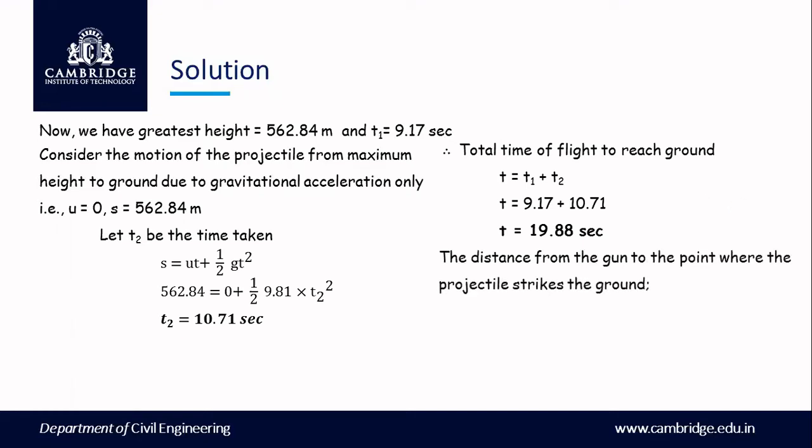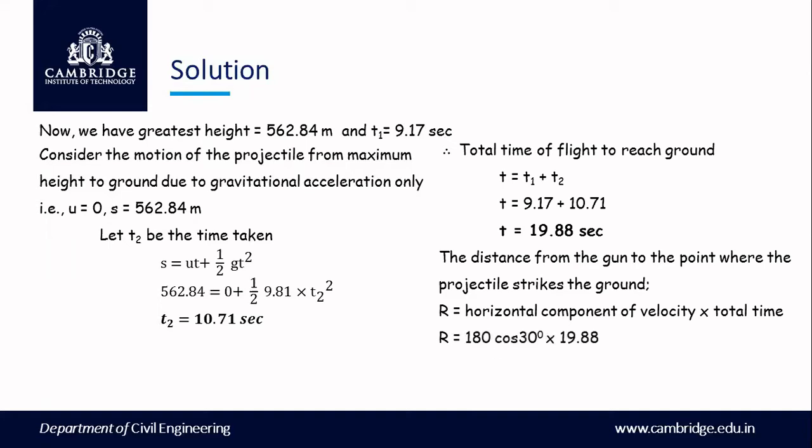You need to calculate the distance from O to A. So you know the time, you know the velocity. The distance from the gun to the point where the projectile strikes the ground will be the range. Since you are calculating the range in the horizontal direction, I'll take the horizontal component of the velocity times the total time taken. So R = 180 cos 30, that is the horizontal component, times 19.88.